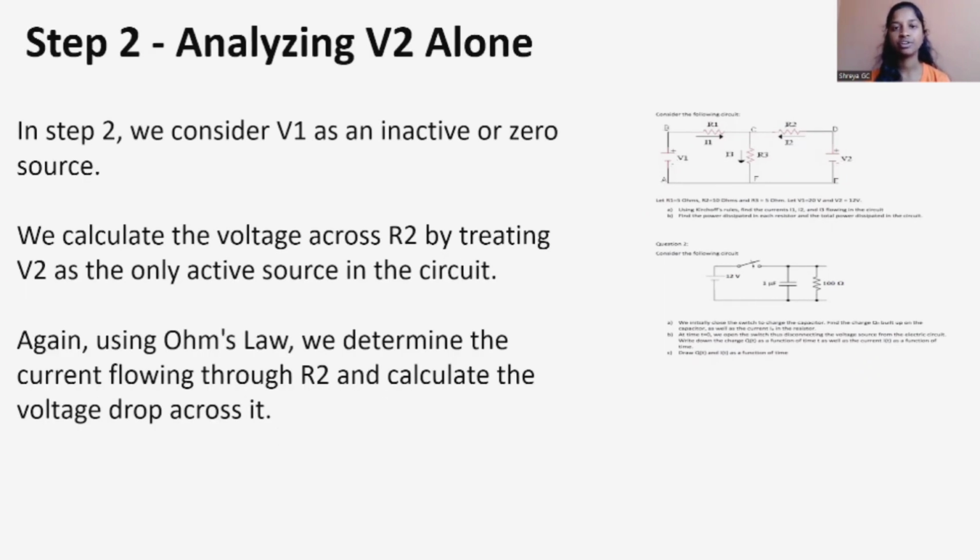Step 2. Analyzing V2 alone. In step 2, we consider V1 as an inactive or zero source. We calculate the voltage across R2 by treating V2 as the only active source in the circuit. Again, using Ohm's law, we determine the current flowing through R2 and calculate the voltage drop across it.